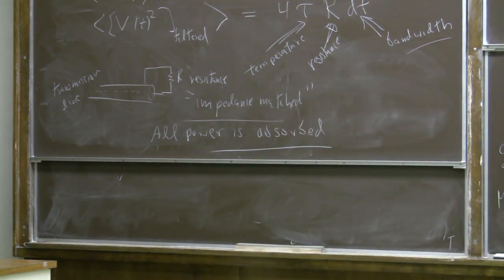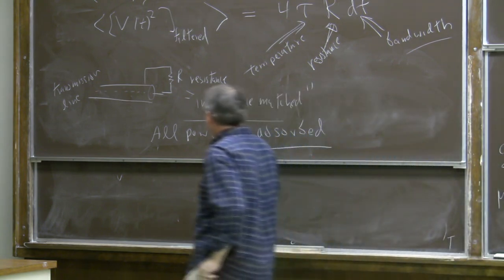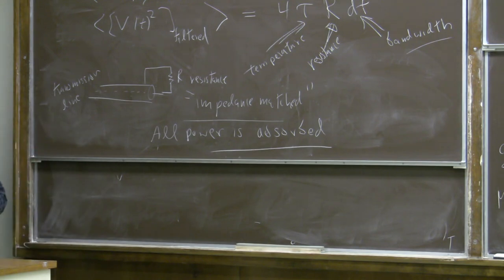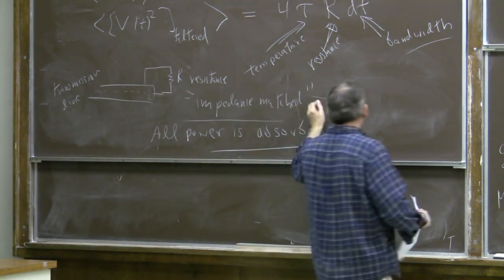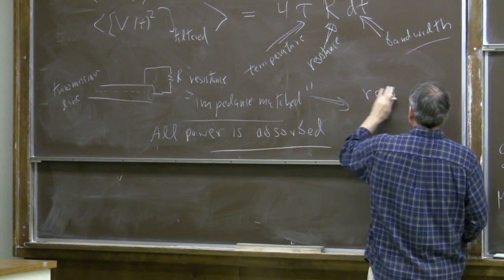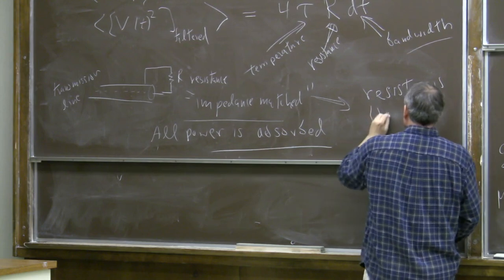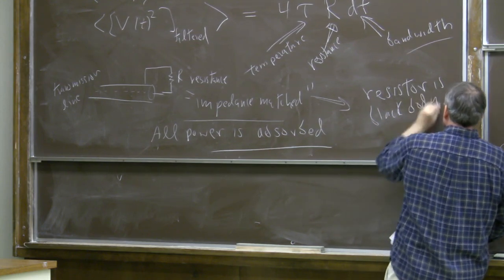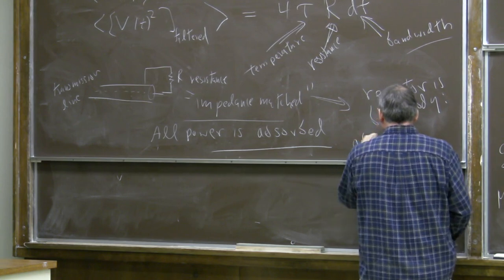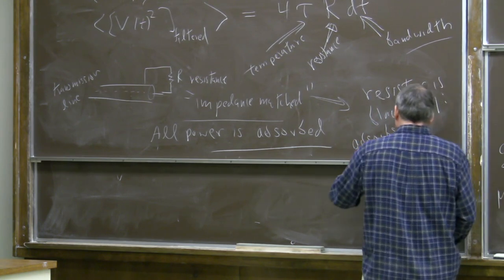So the power that's coming down the line, that's electromagnetic radiation being carried by a waveguide. And what we're saying is that when there's impedance matching, the resistance is a black body. It's absorbing all the radiation that's incident on it with no reflection. Okay? So when there's impedance matching, a resistor is a black body. Remember, that means it absorbs all incident radiation.